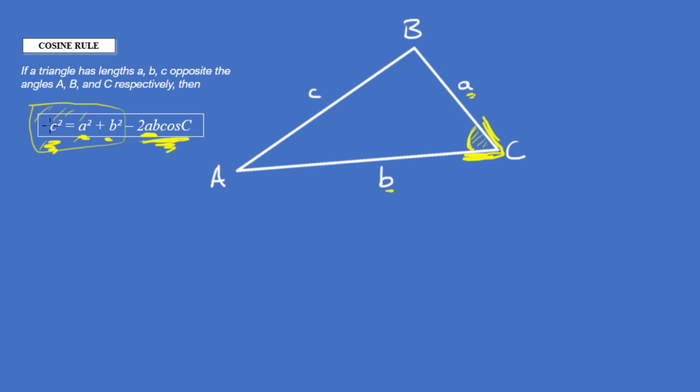Because instead of c squared, let's say that I wanted to find a squared. Then it would be equal to the square of the other two sides. So if it's a, then it's going to be b squared plus c squared, not c cubed, minus 2 times these two sides, b and c, and the cosine of the angle between them, which in this case would be A. So it would be 2bc times the cosine of A.